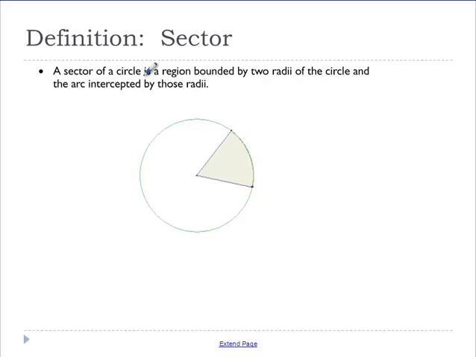And a sector is like a slice of a pie. A sector is a region bounded by 2 radii of a circle and the arc intercepted by those radii. So it's a slice of a pie. If you have a pie, probably French silk because that's the best, you cut the slice of French silk pie. How big that slice is, is your sector.